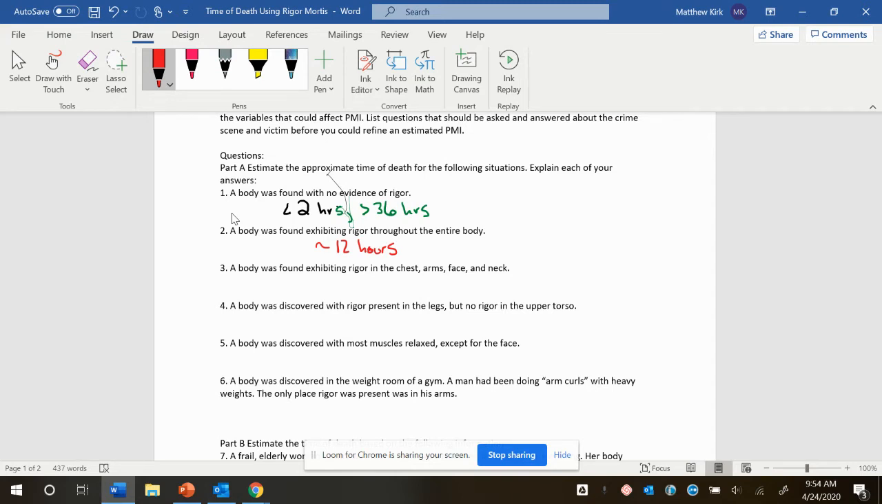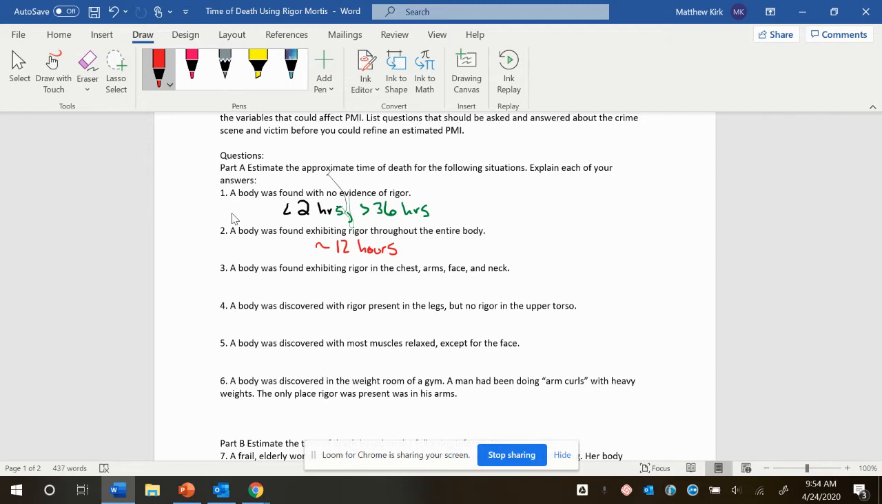For number three, body was found exhibiting rigor in the chest, arms, face, and neck. So again, we know that rigor starts in our face and then works its way down, neck, chest, arms, before last in the thighs, the largest muscles of the body. So that means rigor has started, but we're not at peak rigor. We're not at 12 hours yet.